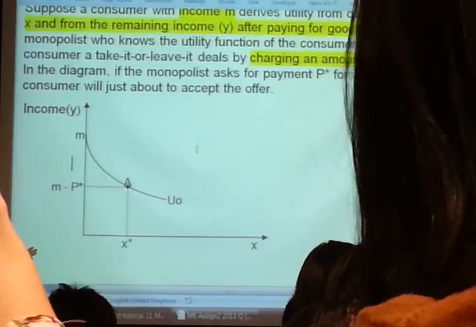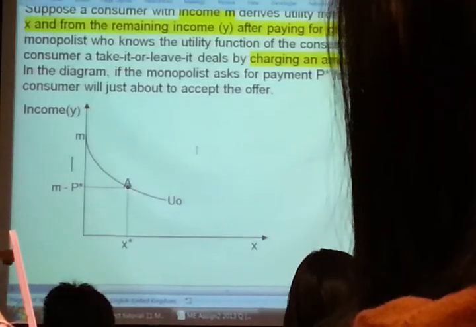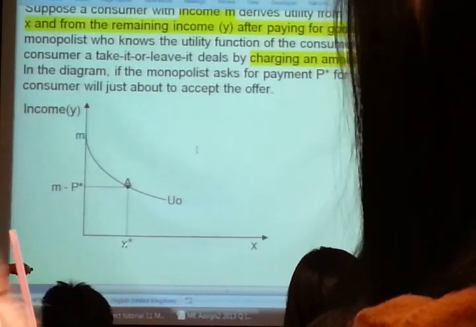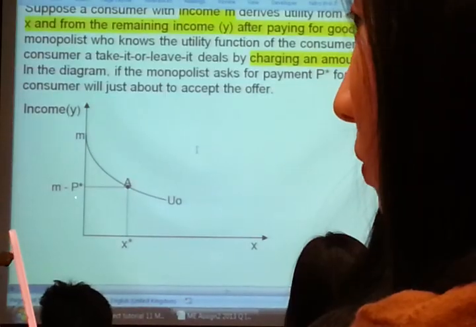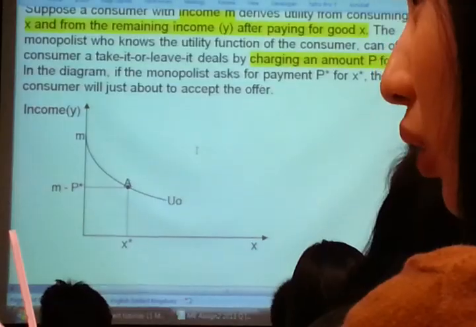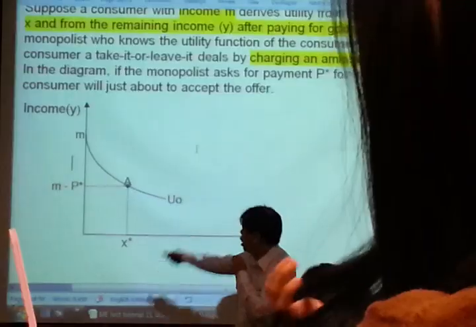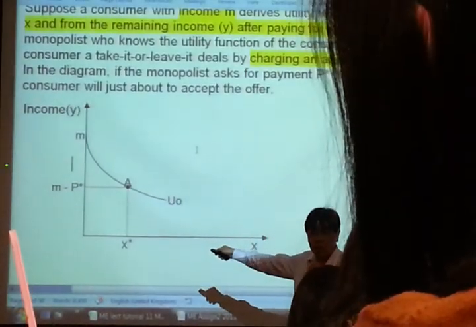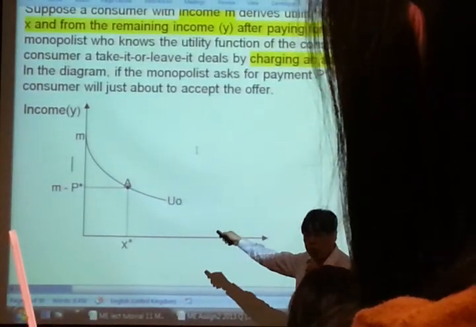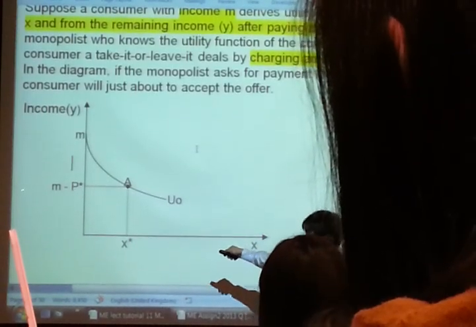So what happens if you buy? Now, the monopolist is selling him X star for P star. If you buy X star, his income level is how much? M minus P star. Agree? So if you pay P star to get X star, his remaining income will be M minus P star, and his X will be how much? X star. So he will be here.